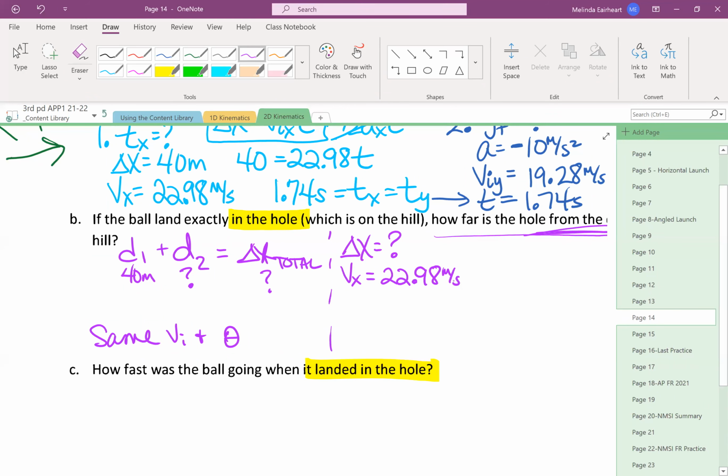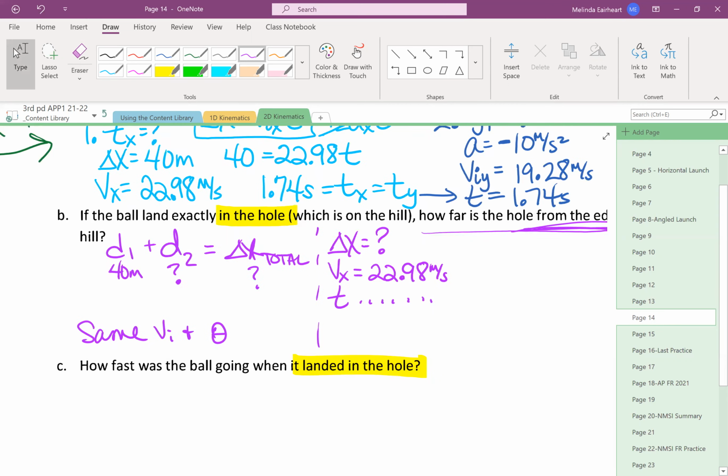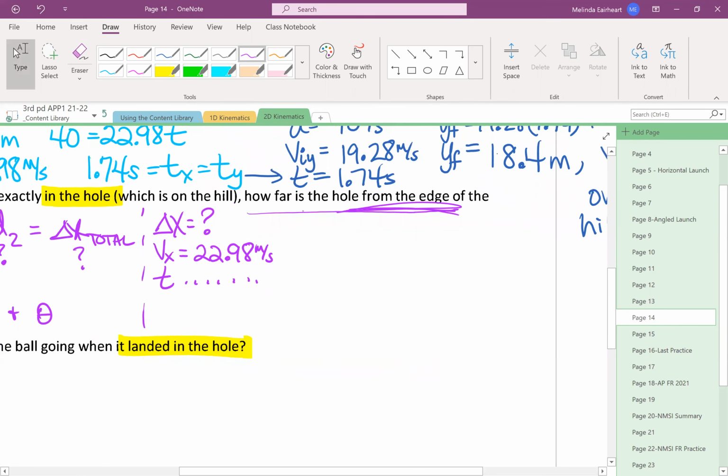There's a couple wrong reasons for that, right? We don't know if the peak happened right there. Plus, it's not symmetrical today. We have an uneven, asymmetrical trajectory. And so we don't know the time. So again, classic 2D projectile. If you don't know time in the horizontal, pause and do what? Solve for it in the vertical.